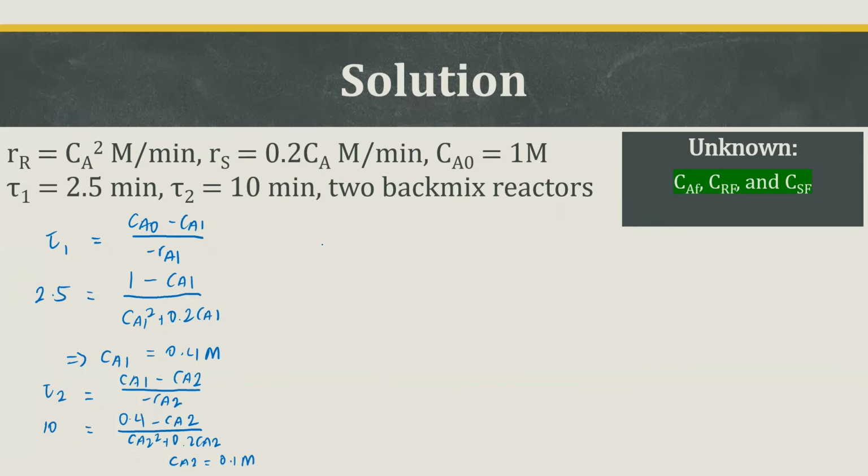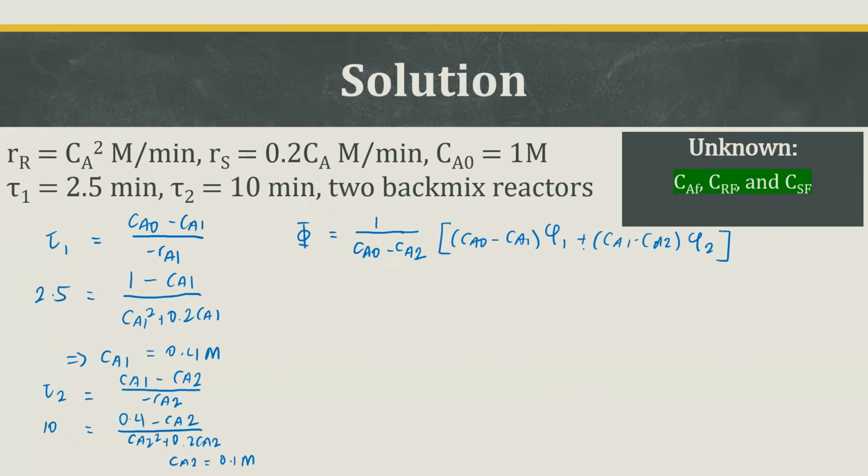Okay. Now, let's use the formula earlier. So we know that the overall fractional yield is equal to 1 over CaO minus CaN. In this case, we have two reactors, so we write 2 times CaO minus Ca1, small letter phi of 1 plus Ca1 minus Ca2, small letter phi of 2.